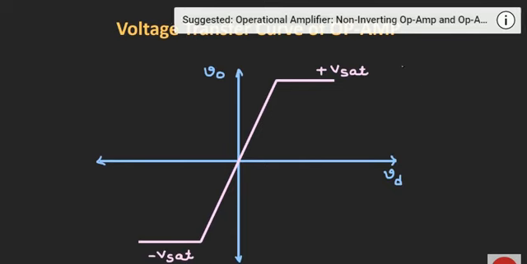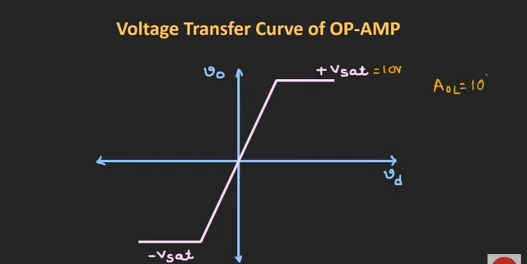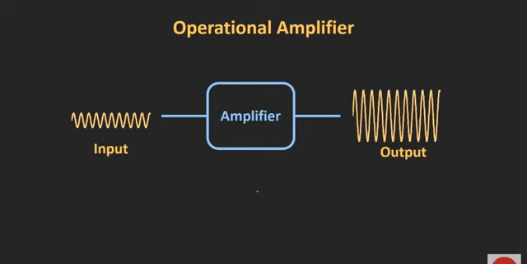Now let's say the saturation voltage for the op-amp is 10 volt and the open loop gain of this op-amp is, let's say, 10 to the power 6. So this op-amp will get saturated at 10 microvolt of differential input voltage. So whenever we want to use this op-amp as an amplifier, we need to use it in the linear region, that means in this region, so that the input and output have a linear relationship.